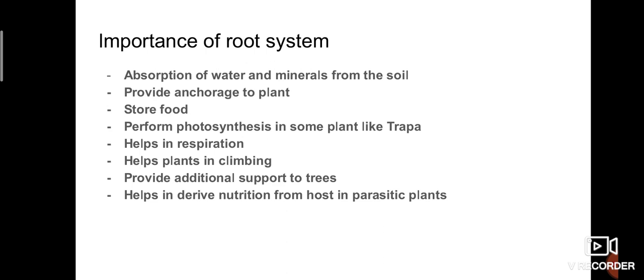Here some points were given. Absorption of water and minerals from the soil. So we know that plants cannot survive without water and minerals. So water and minerals are definitely needed for the plants, and those water and minerals are absorbed by the roots. It provides anchorage to the plant. Anchorage means what? Support. It provides support. The roots are fixed on the ground. So there is a connection between the root and the soil. So it provides anchorage to the plant, and it stores food with the help of the swollen structure.